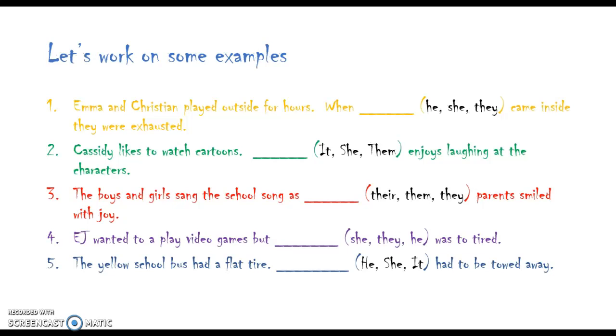Question 4, EJ wanted to play video games, but she, they, he was too tired. EJ is a male, so he was too tired.